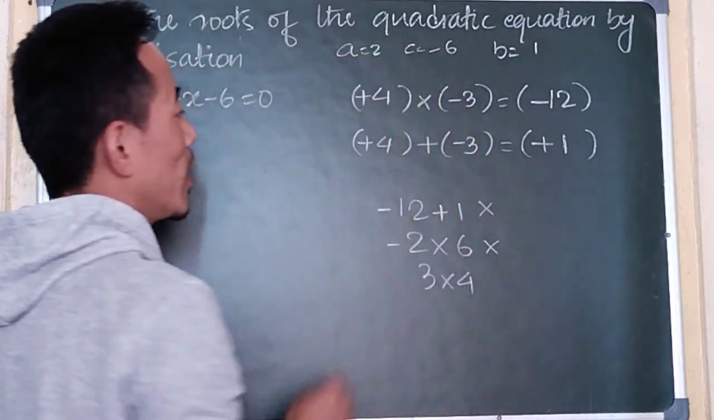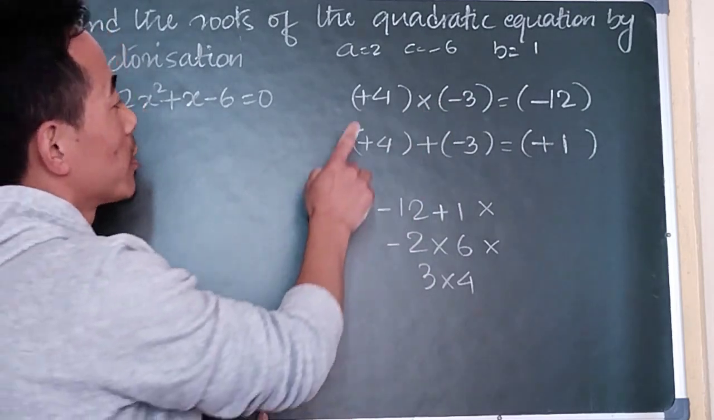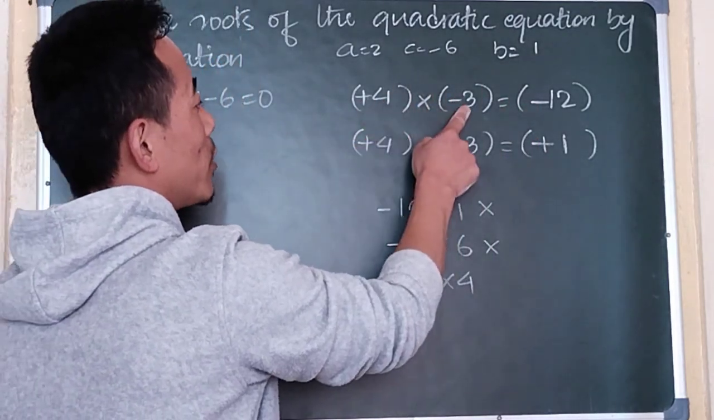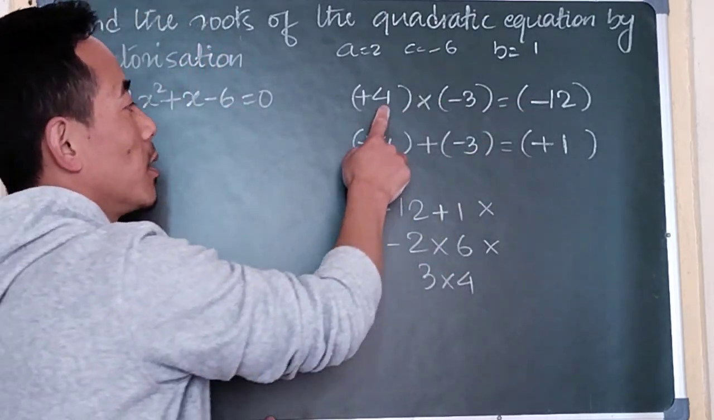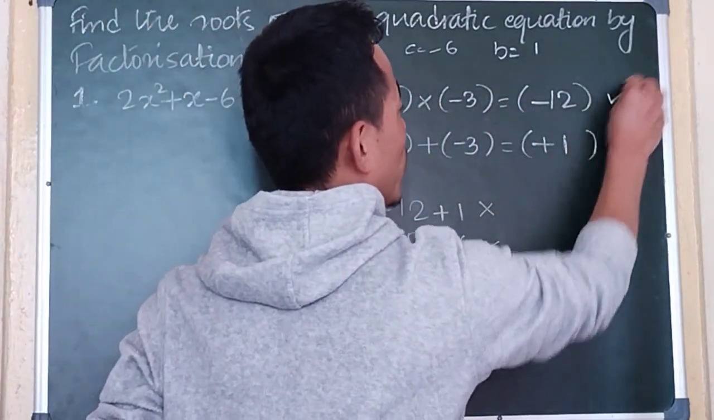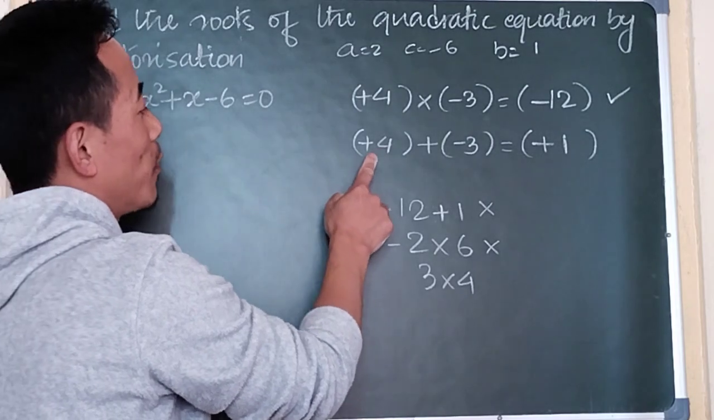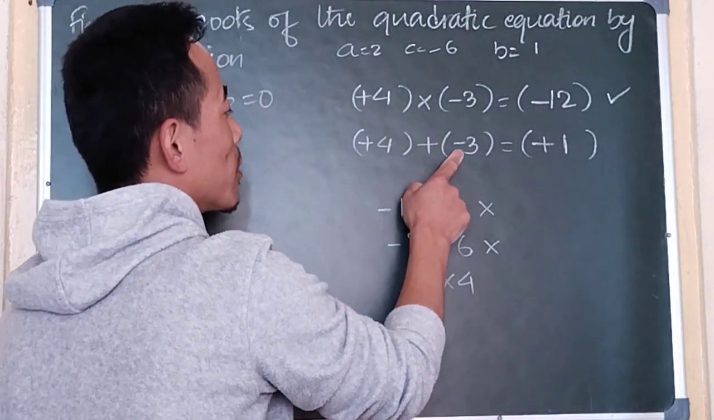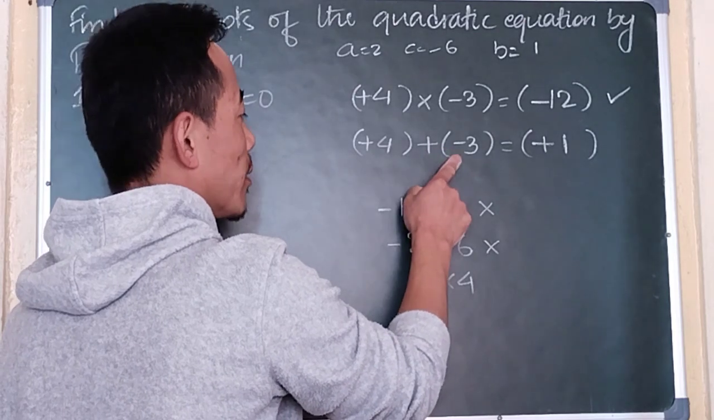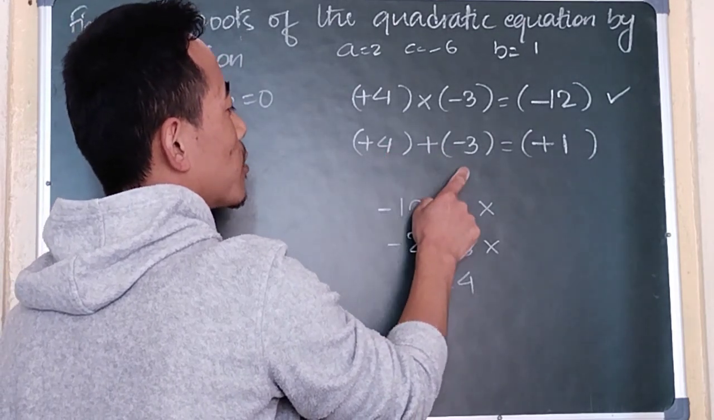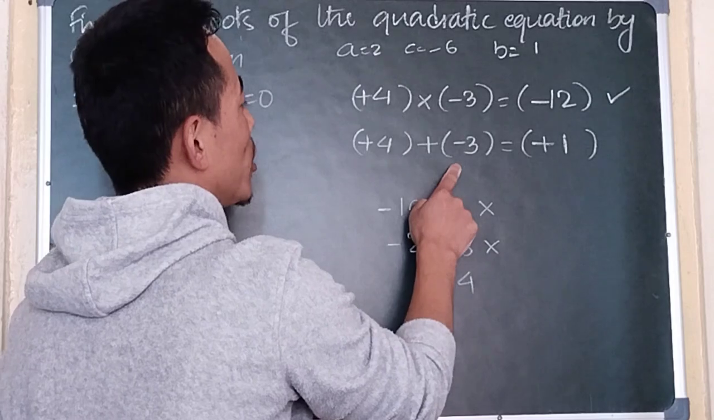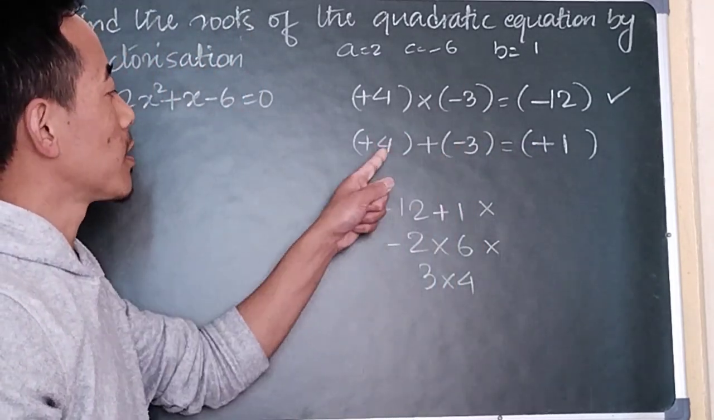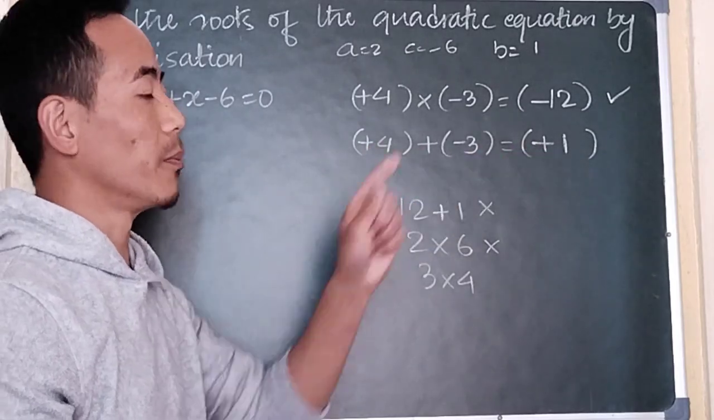So let's see whether we are getting both the results or not. First of all, plus into minus, we are getting minus here. 4 into 3, you are getting 12. So that means you are getting the first value correct. Now the second, plus 4 plus minus 3. Plus into minus becomes minus. So this becomes 4 minus 3. So 4 minus 3 will give you how much? Plus 1. Because 4 is greater than 3, the sign of 4 is positive. So here it will be positive.